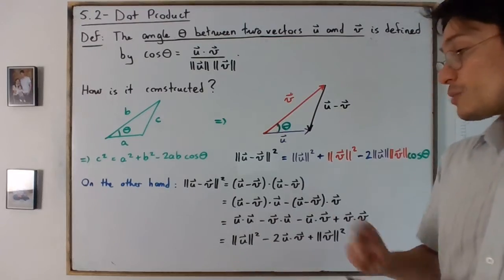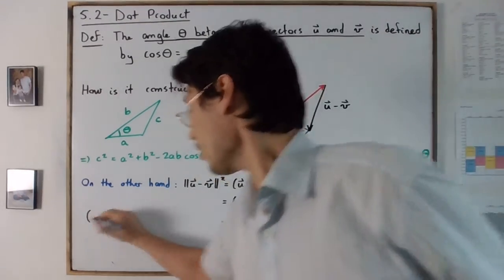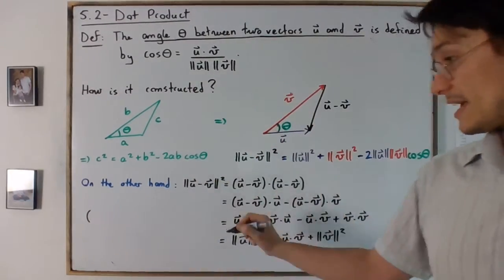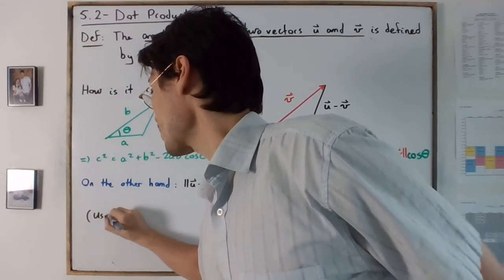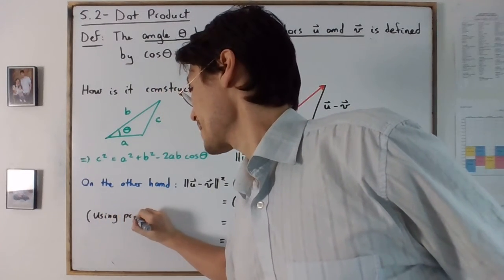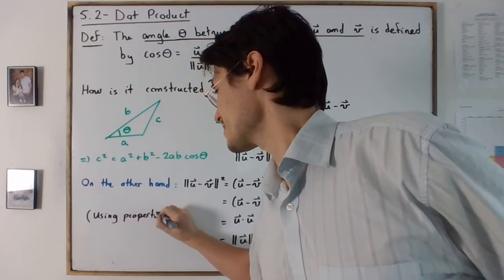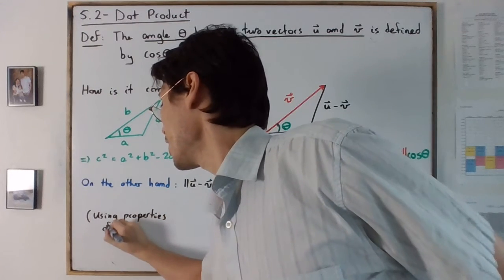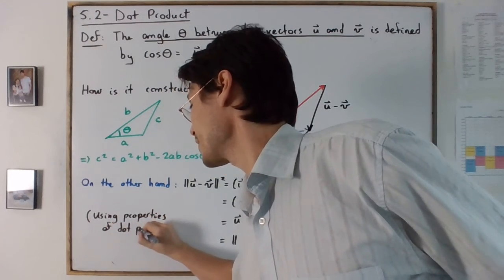So all of these equalities, all of these steps, are done by using properties of the dot product.